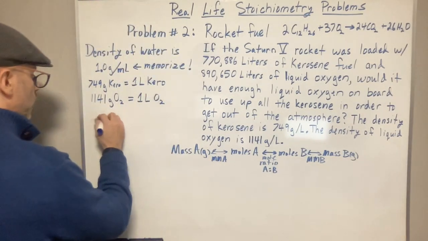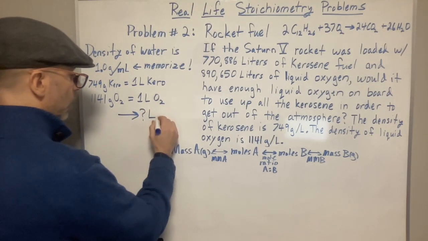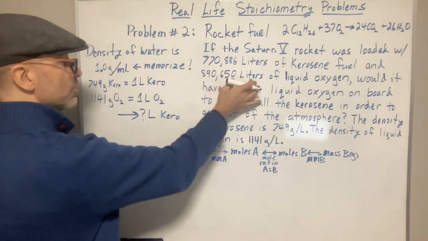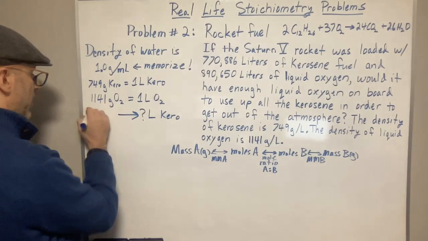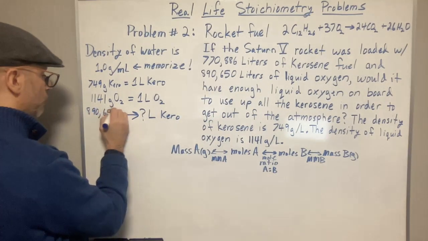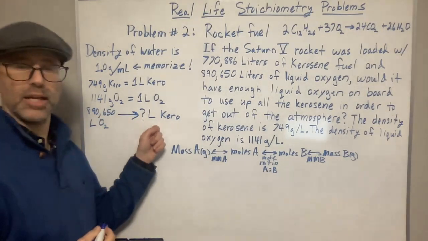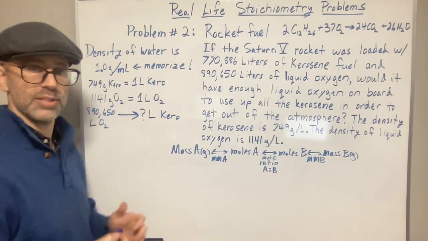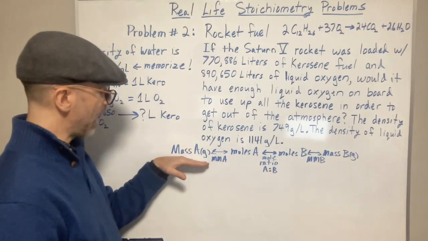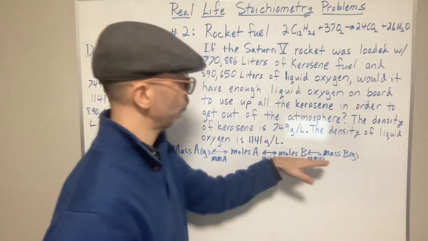So we want to find the liters of kerosene from the given liters of liquid oxygen. So from 890,650 liters of liquid oxygen, we want to know how many liters of kerosene that's going to produce. Now, here's our roadmap. We will start from mass of A to moles of A, and go from moles of A to moles of B, and moles of B to mass of B.